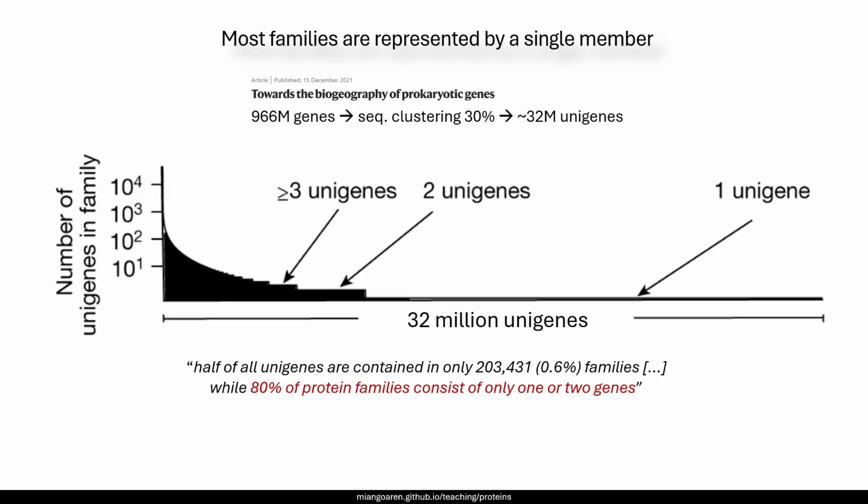This is also reflected at the level of protein sequences, so that even the majority of families are represented by practically a single member. This observation has been made in multiple studies, but perhaps this is one of the most up-to-date, where they take a set of approximately 1 billion genes. Subsequently, we group them at 30% sequence identity at the amino acid level, and as a result, we obtain 32 million of what the authors call unigenes. And then with them, we're going to see how many families they are associated with.